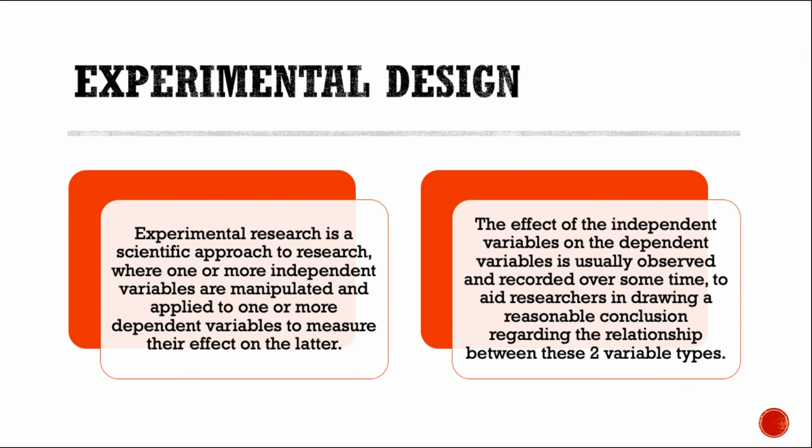It means that the effect of the independent variable on the dependent variable is usually observed and recorded over some time to aid the researcher in drawing a reasonable conclusion regarding the relationship between these two variables. For example, I give you an example. You want to check which teaching method is better, online or physical. So here I will take the teaching method as the independent variable, and I take the CGPA of students as the dependent variable, and see. So I take two groups here.